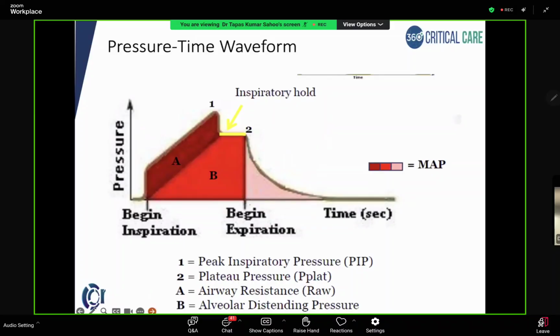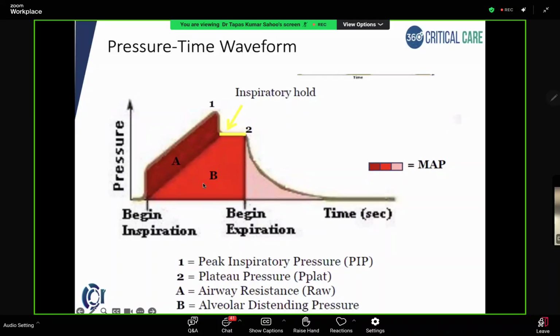Now, this is the basic standard pressure time waveform. You should be very thorough. Now, if you start here, you begin the inspiration, here is the peak inspiratory pressure, PEEP. Now, this part is the inspiratory, and you reach here at the end inspiratory pressure, the pressure which is named as plateau pressure, P plat. Now, here the A and B, if you draw the line, the expiration happens here, and this is the expiration phase. Clear?